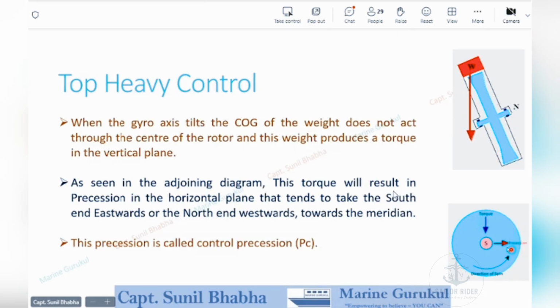Repeating once again, as soon as the gyrostar has an easterly drift and an upward tilt, this top heavy weight generates a torque which tries to push the south end downwards. Because of precession, this downward torque is rotated in the anti-clockwise direction by 90 degrees and tries to move or precess the south end eastwards, which results in the north end precessing westwards. And when the north end precesses westwards, it is moving back towards the meridian. Or in other words, the easterly motion of the spin axis is now checked or controlled by this top heavy arrangement. This precession is known as control precession, and in short known as PC, capital P with a small c.